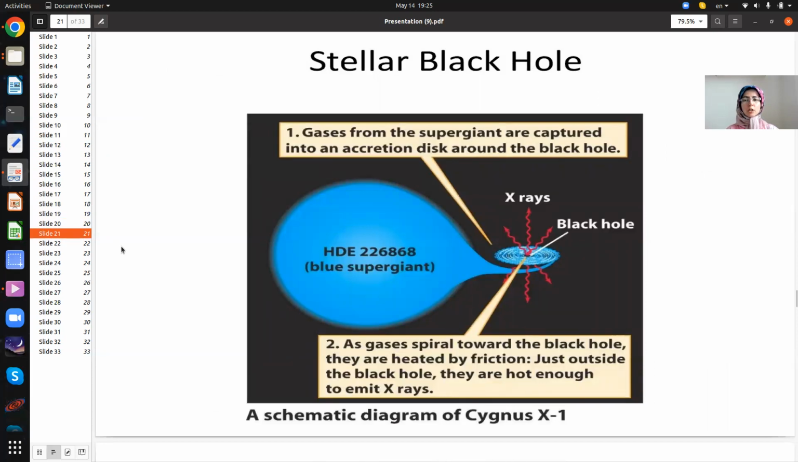Gas from the supergiant is captured into an accretion disk around the black hole, and we have X-rays. This is the black hole and the blue supergiant. As gases spiral toward the black hole, they are heated by friction. Just outside the black hole, they are hot enough to emit X-rays. This is a schematic diagram of Cygnus X-1.